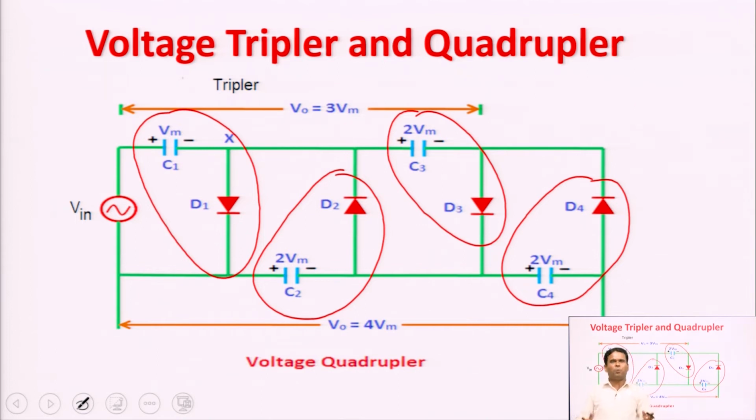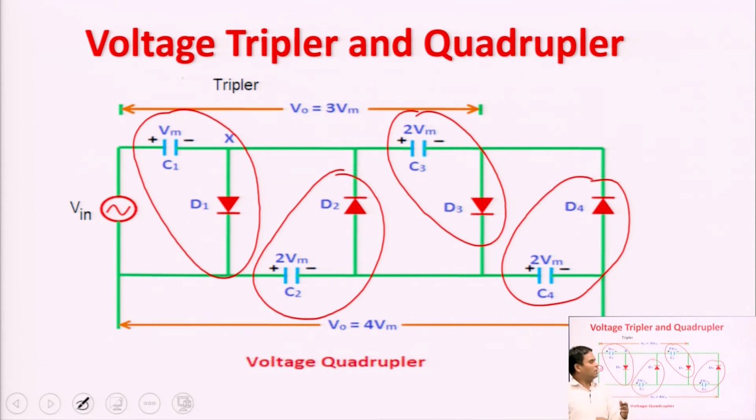And if we take the output voltage across the odd number of capacitors, we get the odd integral multiples of the peak value of the input voltage. Suppose if we take output voltage across C1, C3, we get a tripler, and if we take output voltage across C2 and C4, that is the even number of capacitors, we will get even multiplication of the peak value of the input signal.